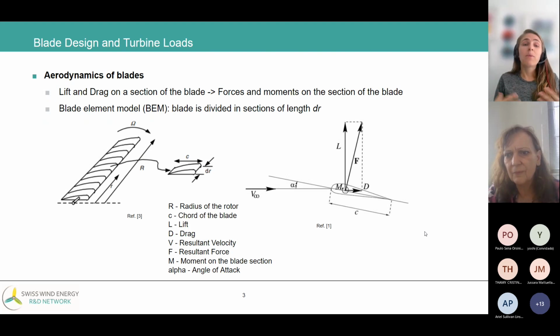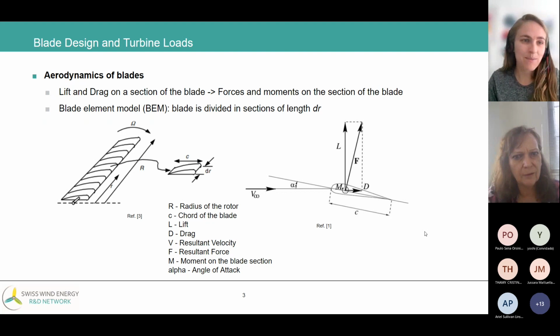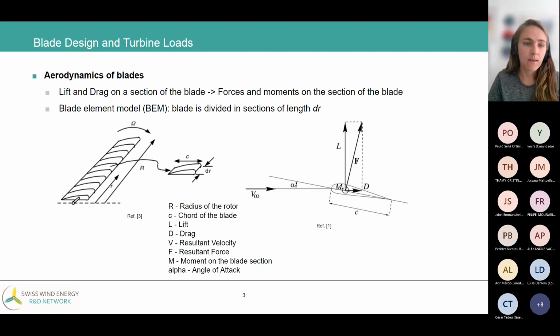Probably this is something you have heard already: wind turbine blades work more or less like the wing of an aircraft, and we produce energy making use of the lift of this blade, and of course at the same time we have the drag. The combination of these forces creates the torque and the power. The easiest way to model this is the blade element model, in which we divide the blade into small sections and analyze the lift and the drag for these small parts of the blade.